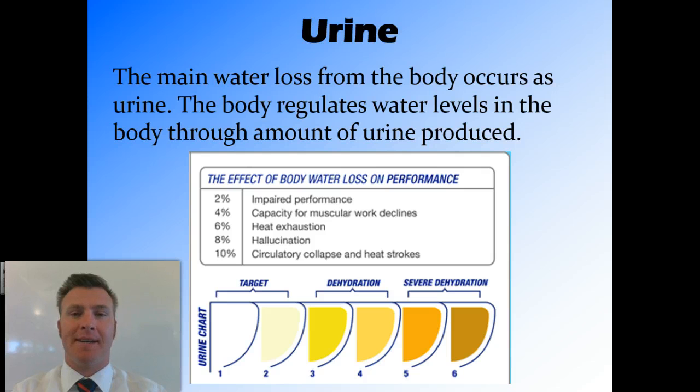If the body doesn't have enough water, it decreases the production of urine. And if it has too much water, it increases the production of urine. And when looking at urine, you can see the different color, and how dark it is to how concentrated it is. So how much water as opposed to other waste products.